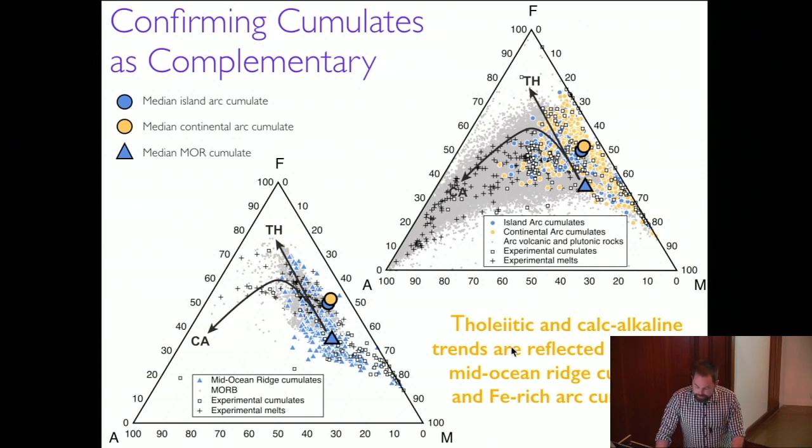So the tholeiitic and calc-alkaline trends are reflected in iron-poor mid-ocean ridge cumulates and iron-rich arc cumulates. So what you're seeing is a complementary reservoir to the calc-alkaline and tholeiitic trend. That's exactly what we'd expect, right? You'd expect to see, in cumulates formed at mid-ocean ridges, iron depletion because there's an iron enrichment in the lavas, and in the arc environments you expect to see iron enrichment because the lavas show an iron depletion. So they're complementary reservoirs.